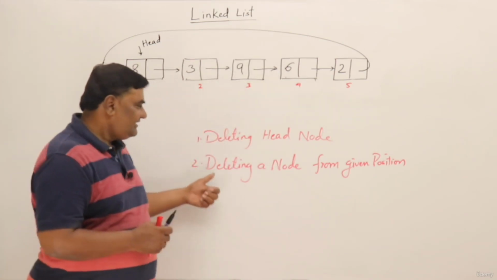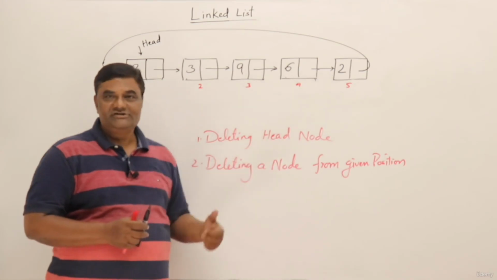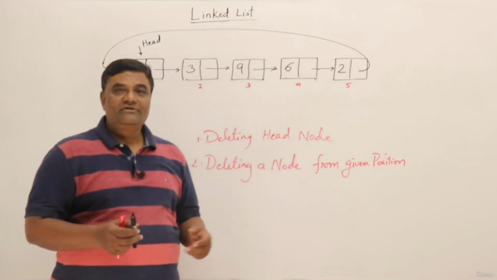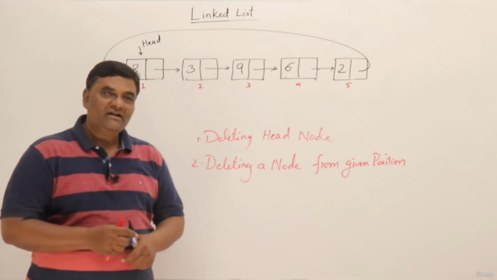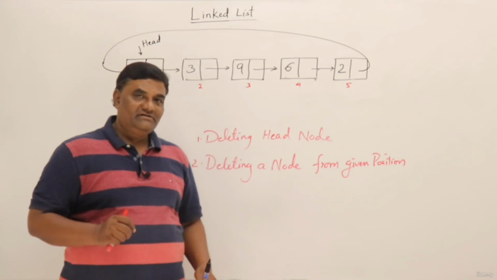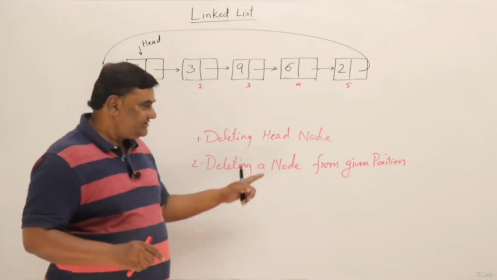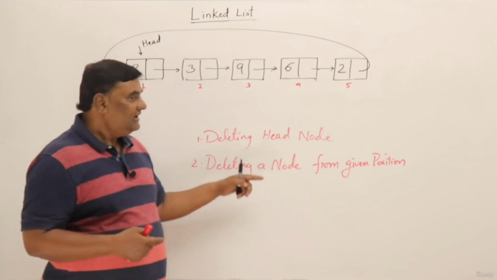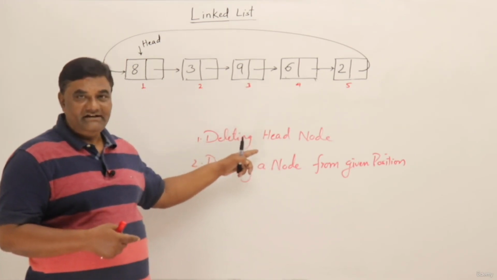Now second one is deleting a node from given position. So any other node like third node or fourth node, fifth node, deleting a node from any given position. So this procedure is same as deleting from linear linked list. So first let us look at this procedure. Let us look at these steps quickly because we already know about this one. Then next we will look at deleting head node.